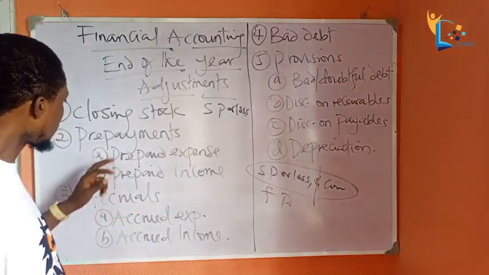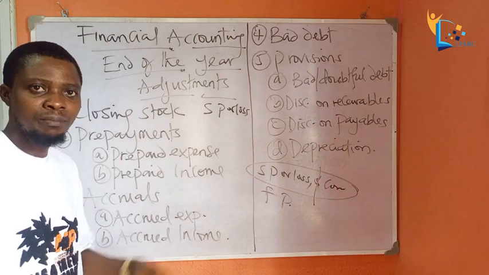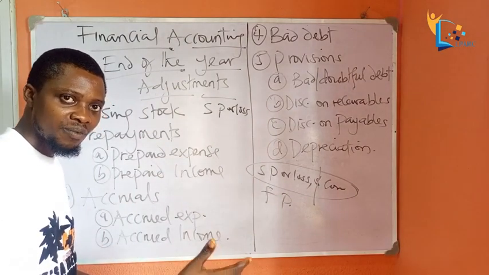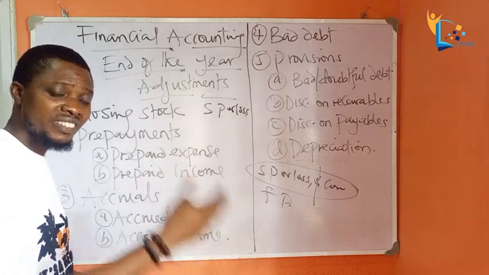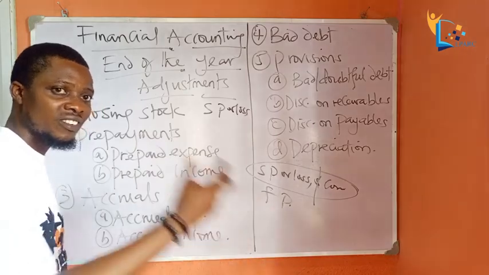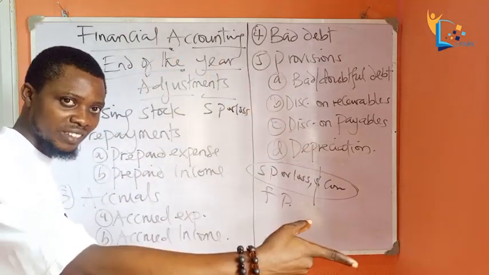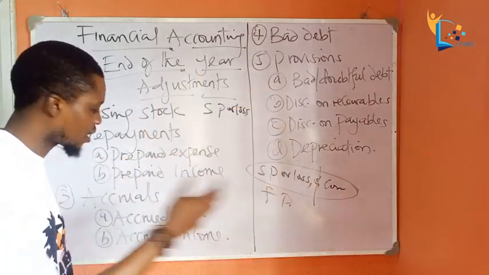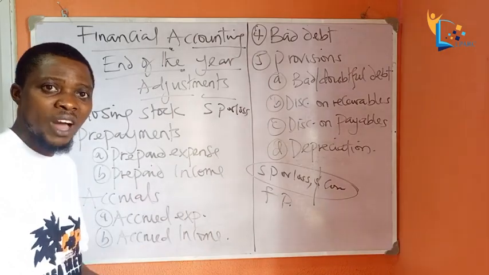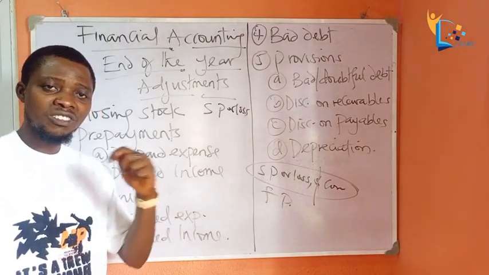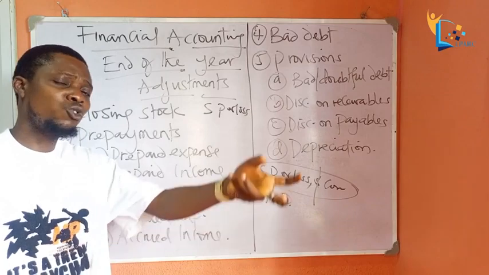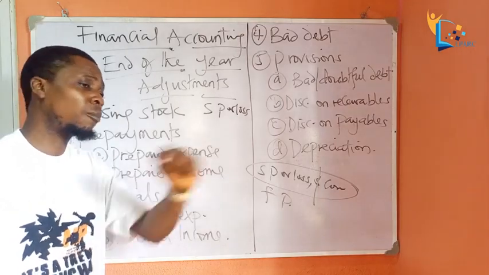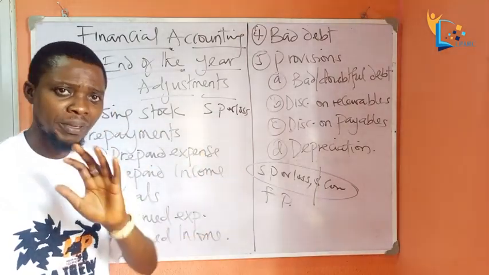Okay? Now we have prepaid expense. Prepaid expenses are where you have not yet received a service, but you have paid for it in advance. Prepaid income is where you are yet to deliver a service, but you have received money for it. You have received money already, but you have not delivered. That's what we typically mean.